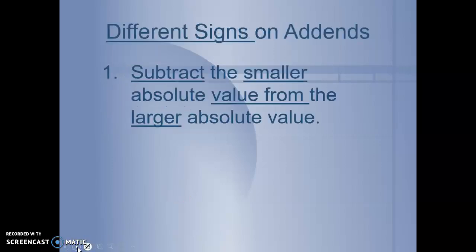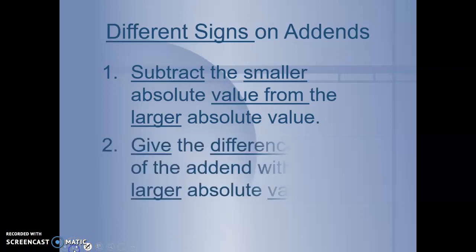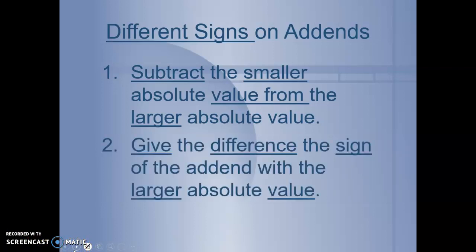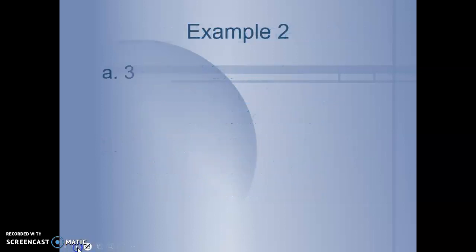When you have different signs on addends, one positive and one negative, you're going to subtract the smaller absolute value from the larger absolute value. You're combining a positive and negative number. And you'll give the difference the sign of the addend with the larger absolute value. Let's take a look at what that looks like.